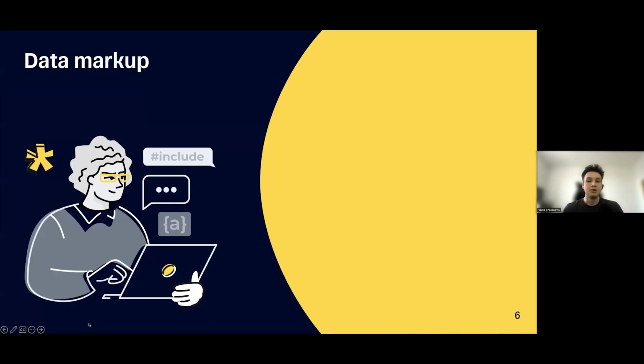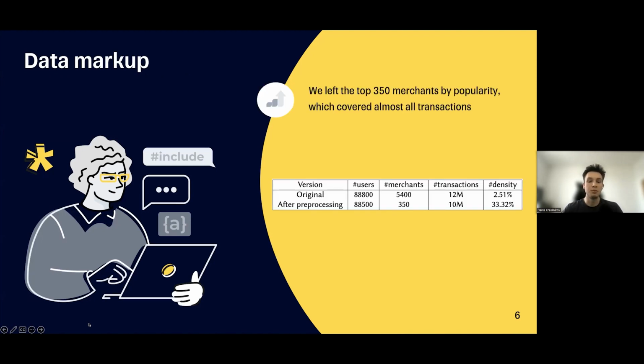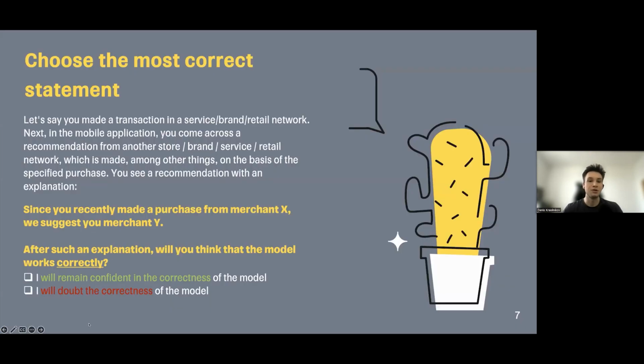We used internal crowdsourcing platform to mark up the data. Beforehand, we reduced the number of merchants, leaving only the popular ones. We took the most popular 350 merchants, which covered almost all transactions. This was done in order to minimize the number of cases when assessors came across merchants that they didn't know about and therefore couldn't evaluate it correctly. The full operator assignment is shown on the slide.